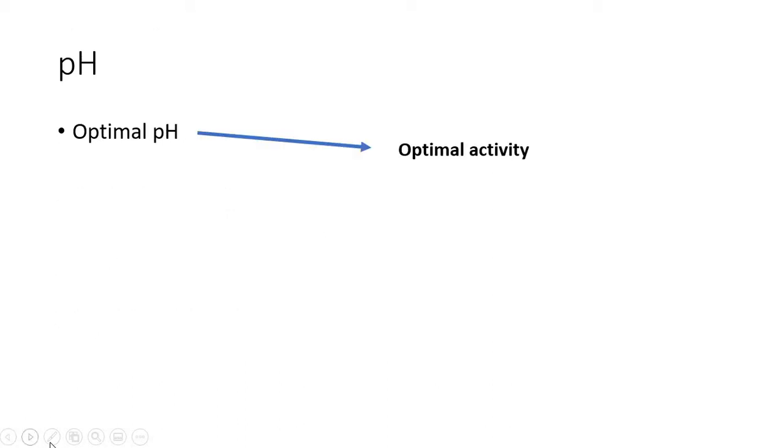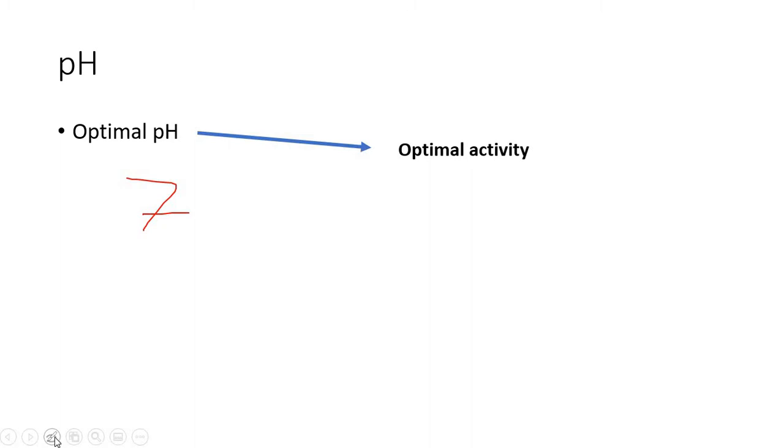So the first factor that I'm going to discuss is pH. Every enzyme works in a particular pH, and in that particular pH they have optimal activity or maximum activity. For example, for most of the enzymes present in the mammalian body, the optimal pH is 7. This means that they have optimal activity when pH is 7.